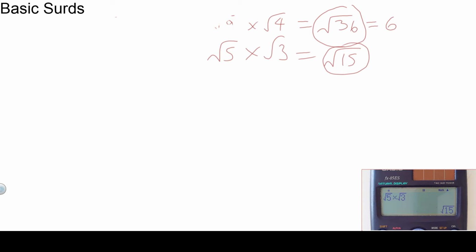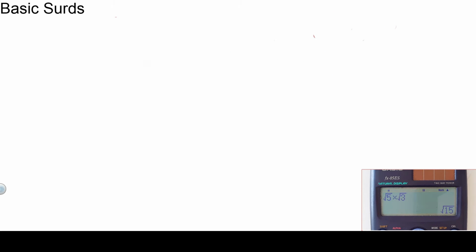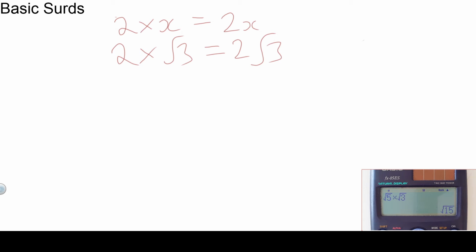Now I'm going to show you some multiplication work with surds. Right, let's suppose, just to make you think back to basic algebra work, let's say you got 2 times x, which you know is 2x. That's quite straightforward. Well, what if you had 2 times root 3? Well, that's simply 2 root 3. If you had, for example, 5 times root 2, that would be 5 root 2.